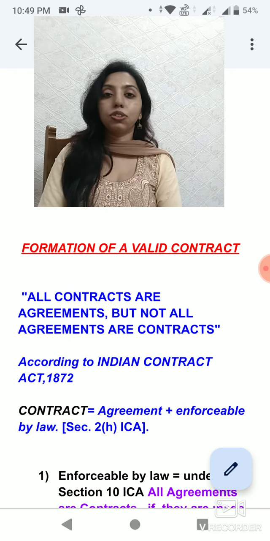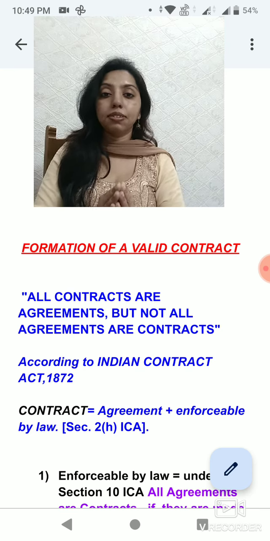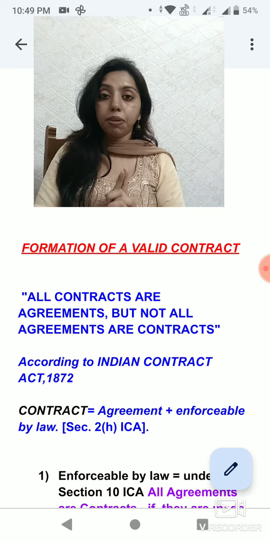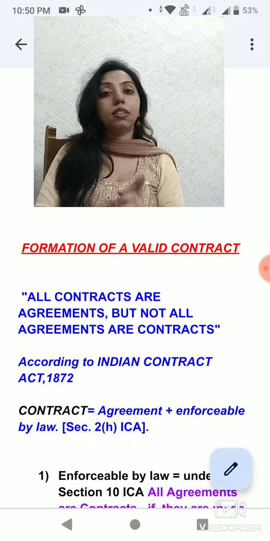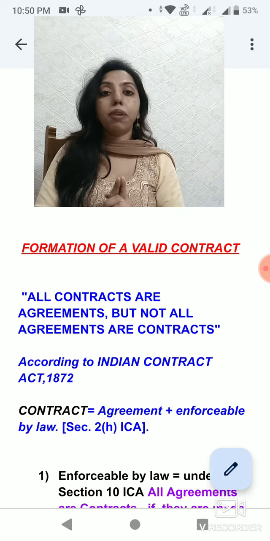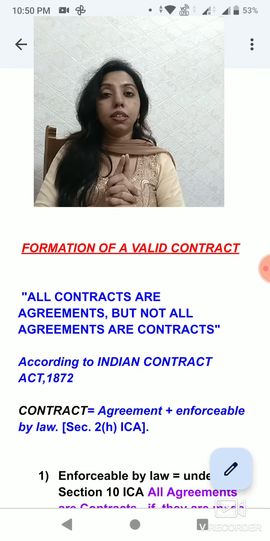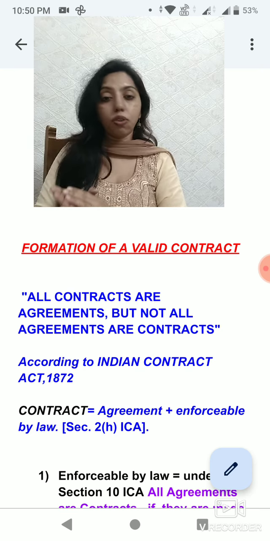In this video we are going to see the steps involved in the formation of a valid contract. Now it is said that all contracts are agreements, but not all agreements are contracts. That means in order to form a valid contract, the first step is the formation of an agreement. And it is not possible that all agreements would take the form of a contract.